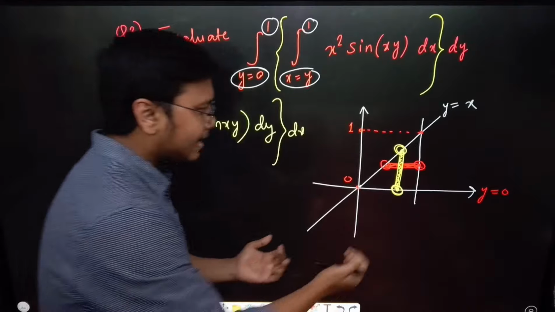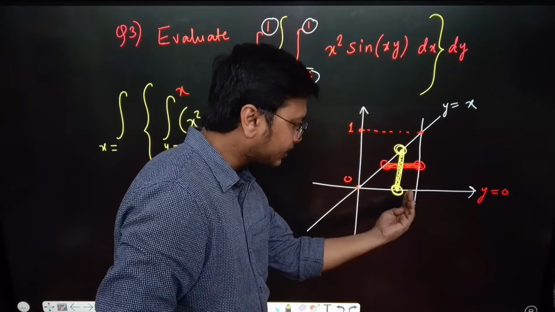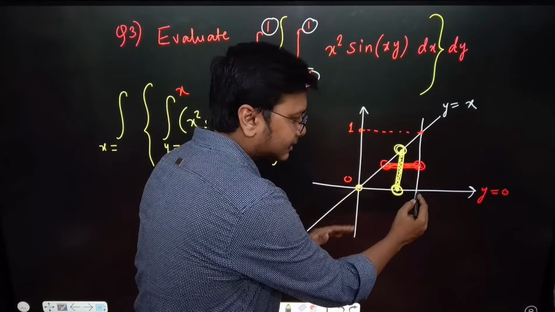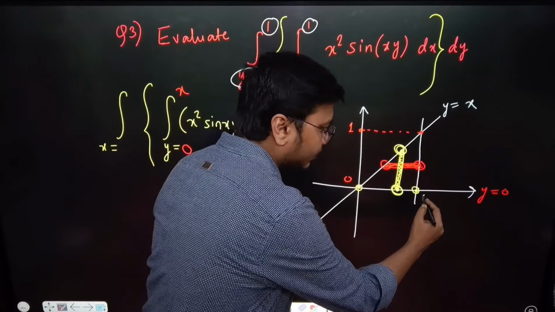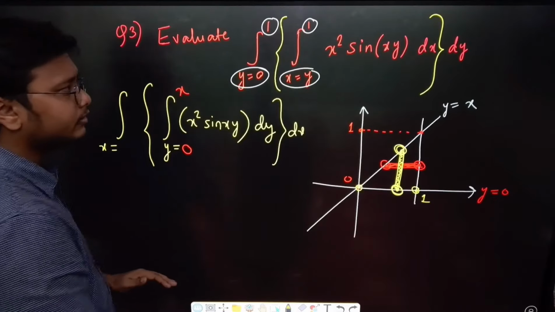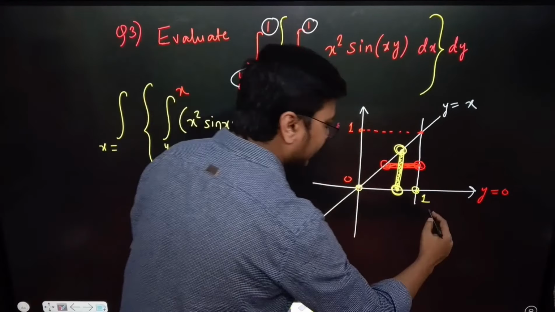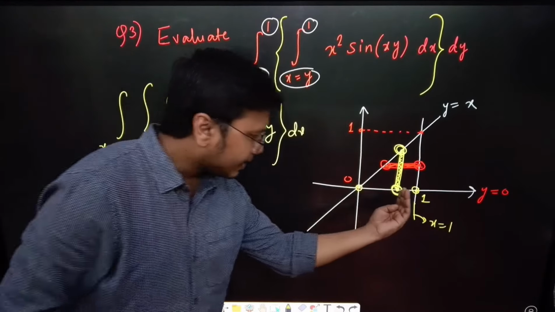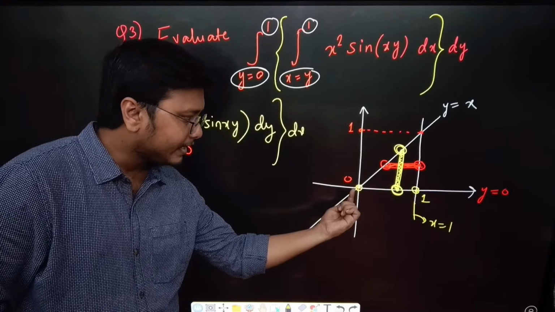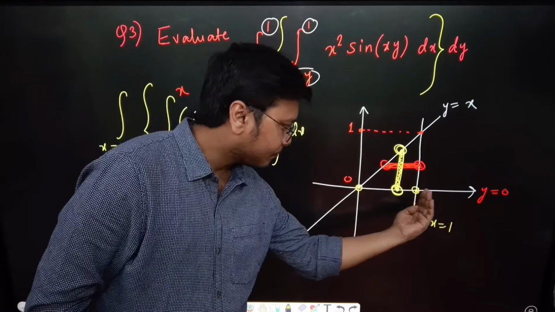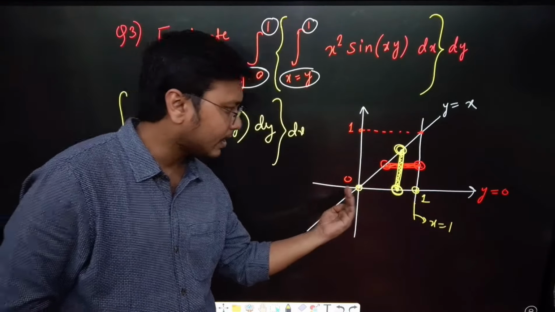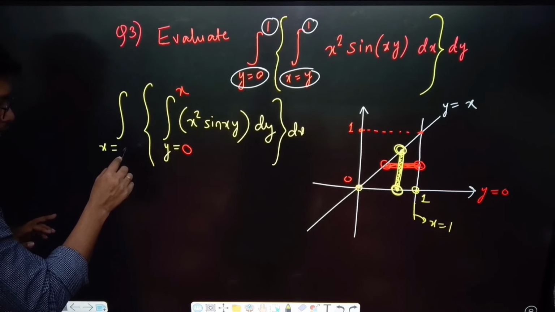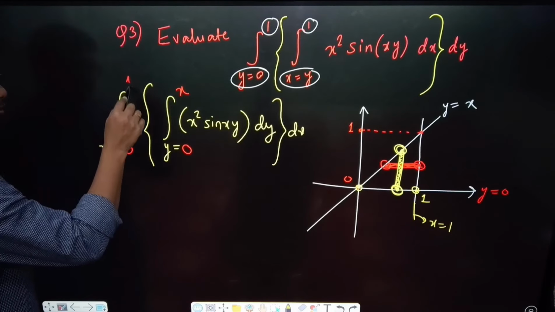Okay, and I can move this vertical strip minimum to the left hand side to the origin point and maximum to this point, which is actually the value 1, which was given by the line x equals 1. This was the x equals 1 line. So my values are ranging from x equal to 0 to 1, right?